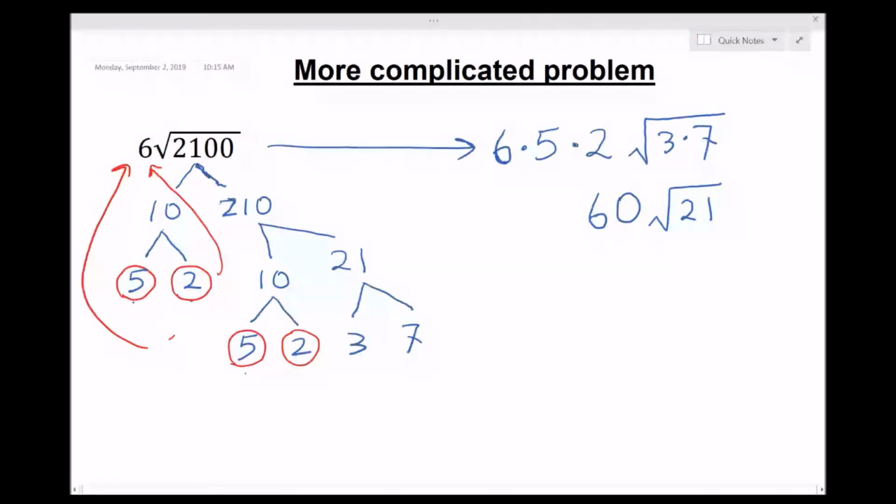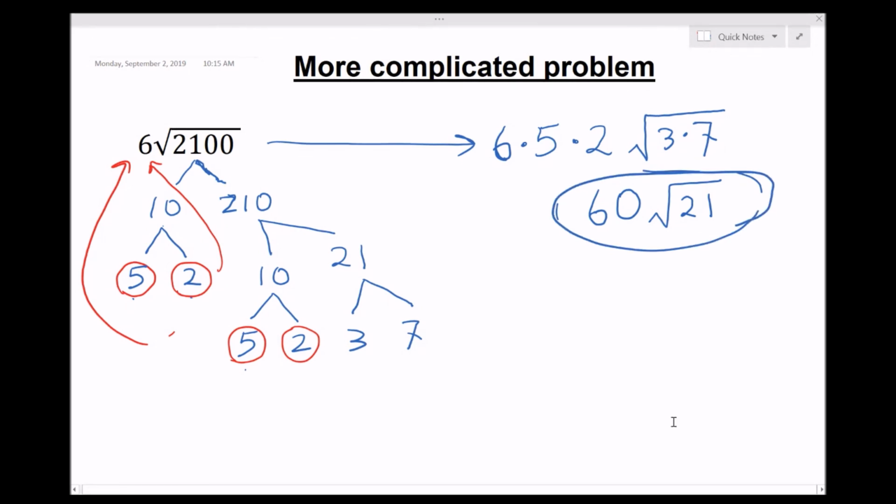And according to our tree, this is as simple as it's going to get. So 6 root 2100 in simplified radical form is this: 60 root 21. So that covers the basics of these problems, and hopefully I've given you enough info to start. What I would do here is just pause the video, process what you've seen, and get started, if you can, on some basic problems.